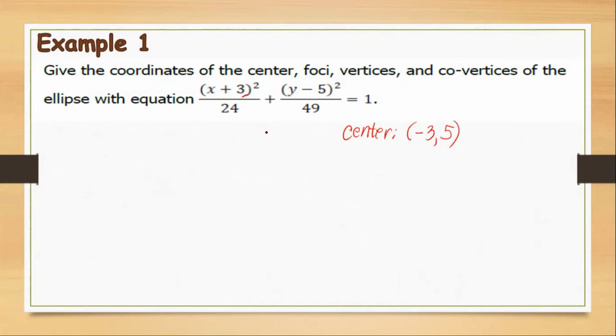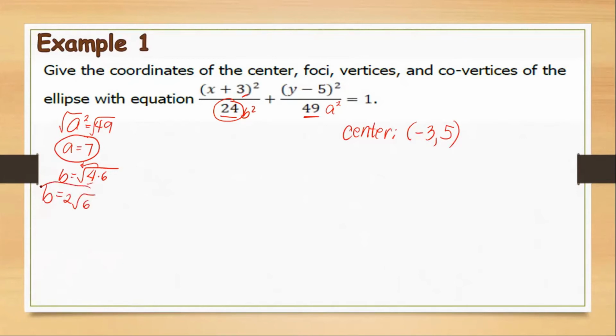Now, let's find our a, b, and c. Notice that the principal axis is at y. So this is your a squared. A squared equals 49, and so the square root of 49 is equal to 7. That will be our a. And let's find our b. Our b is the square root of 24. The factors of 24 are 4 times 6, so that's the square root of 4, which is 2, times the square root of 6. So b is 2 square root of 6.